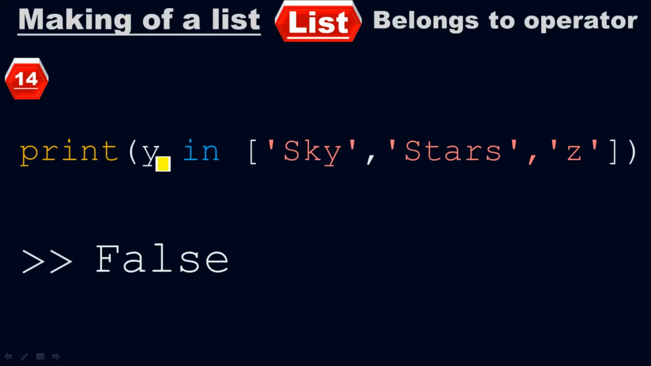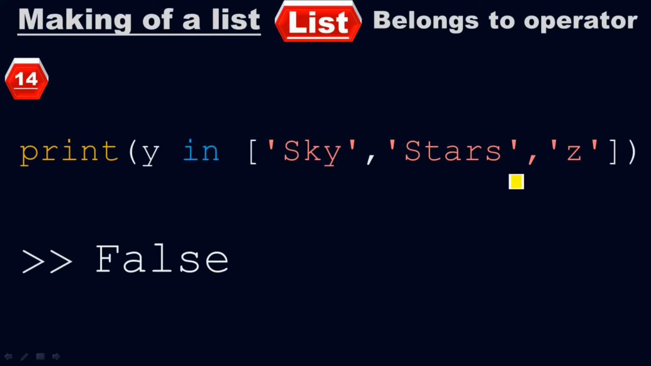I repeat, we are not talking about a single character here. Yes, character y exists here with the sky. We are not talking about it. We are talking about the element, like we have z here. If we have y here instead of z, then you will get true. But since we don't have y here as a single element, therefore when you run it, you will get false.